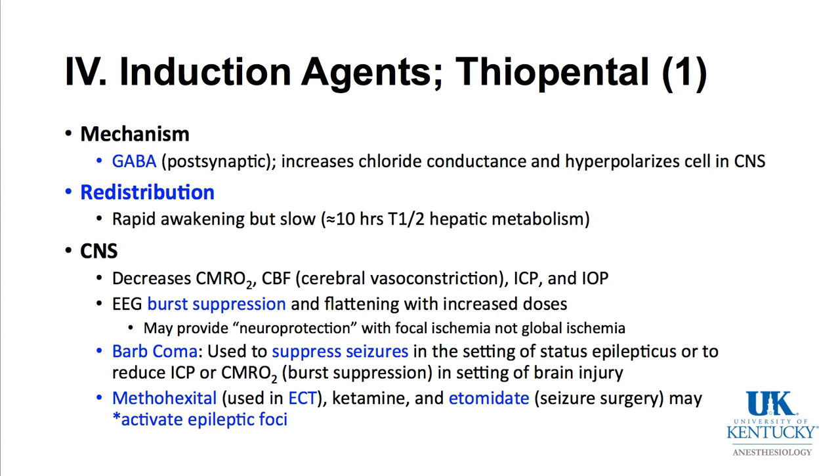Occasionally, barbiturate comas are used in the intensive care unit to suppress seizures in the setting of status epilepticus or to reduce the intracranial pressure or CMRO2, that is oxygen use of the brain, in the setting of brain injury. Now, Brevital is still available and is occasionally used in electroconvulsive therapy because you get a better seizure and longer seizure with ECT than you would, for example, with Propofol, which actually reduces the seizure duration.